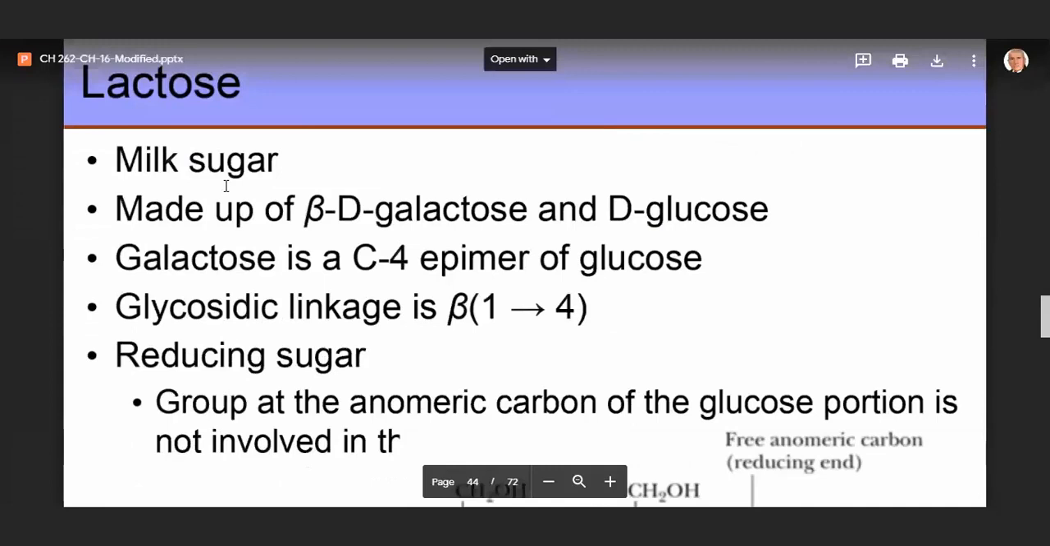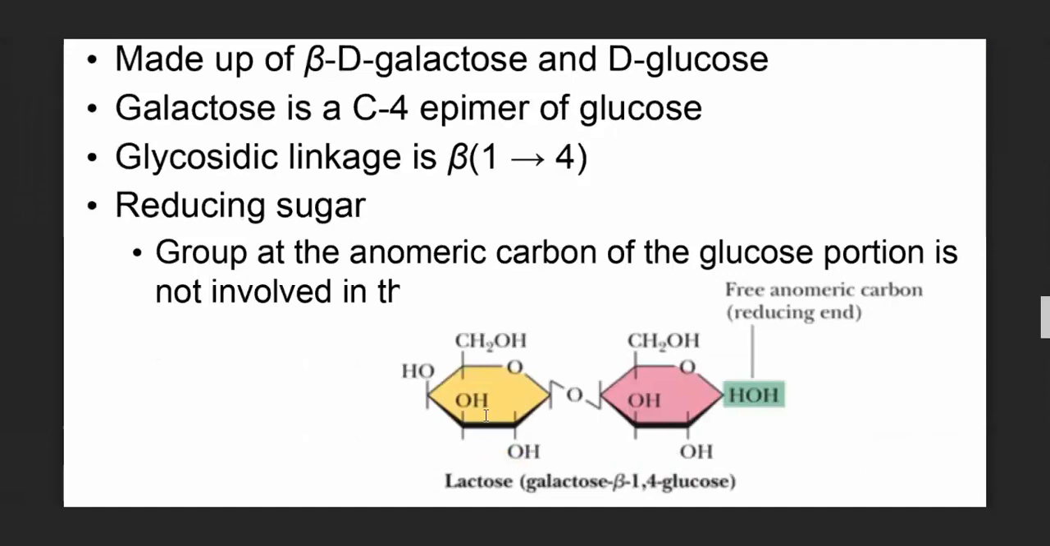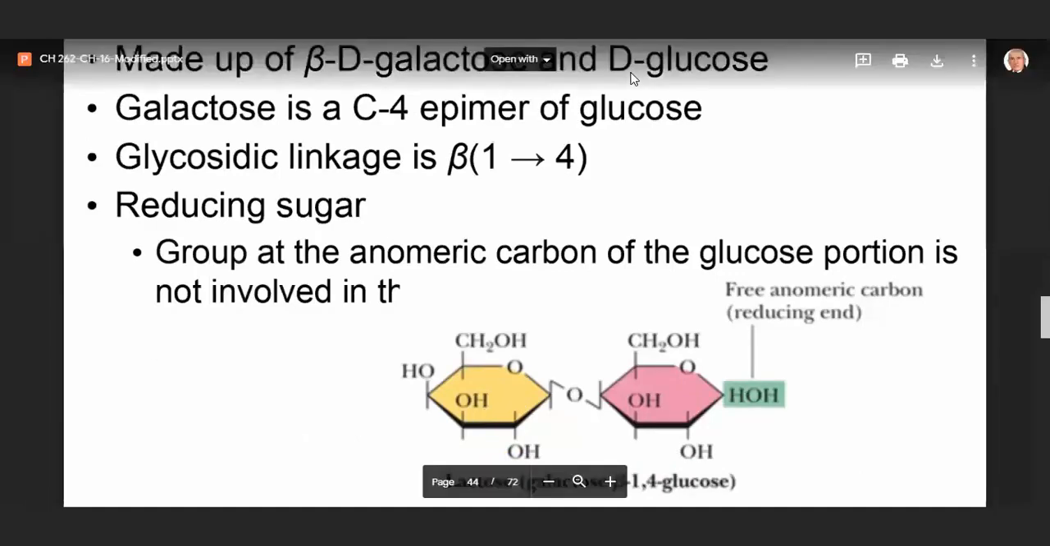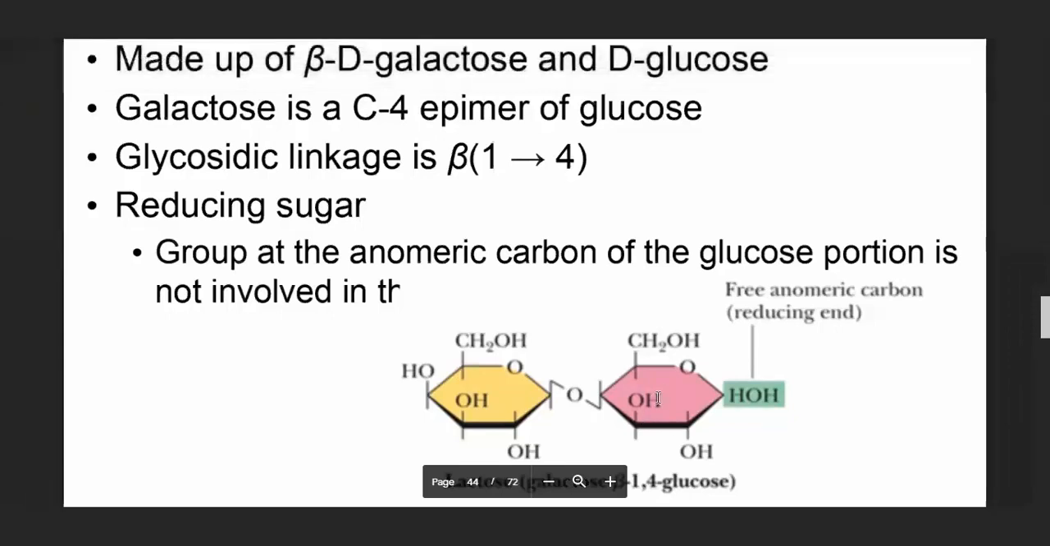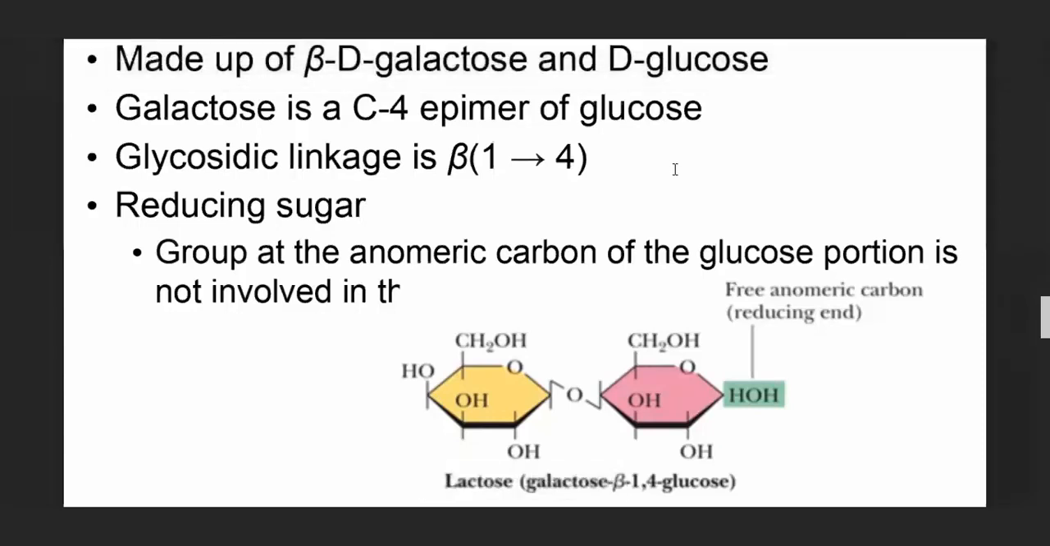Now, lactose, milk sugar, is made up of, as you can see, beta-D-galactose and D-glucose. This is D-glucose and this is beta-D-galactose. Remember that galactose is a carbon 4 isomer of glucose, as we mentioned in the last lecture. The type of linkage is beta-1,4. It is also a reducing sugar.